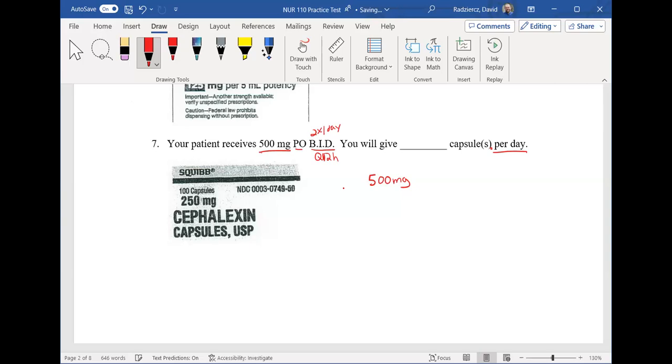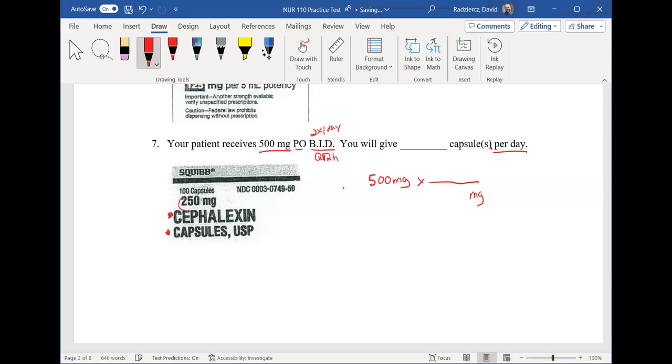So the order is 500 milligrams. It's my preference that I start with the 500 milligrams. I'm going to convert milligrams to what I'm looking for. Now, I forgot to go through and talk about the label, so I'm going to do that real quick. When we look at our drug label, we're going to look to see what the medication is. Cephalexin, it's an antibiotic. We're going to look to see how is it administered. It's administered in capsules.